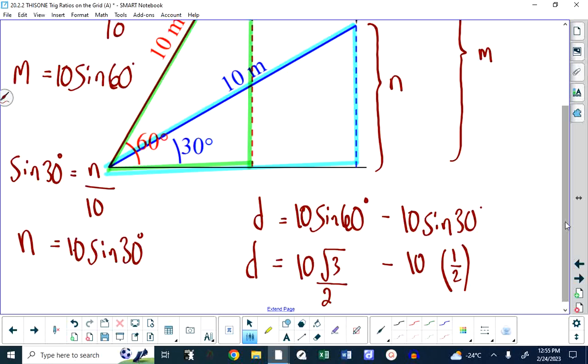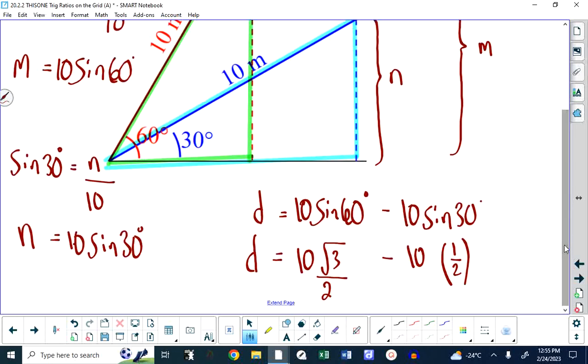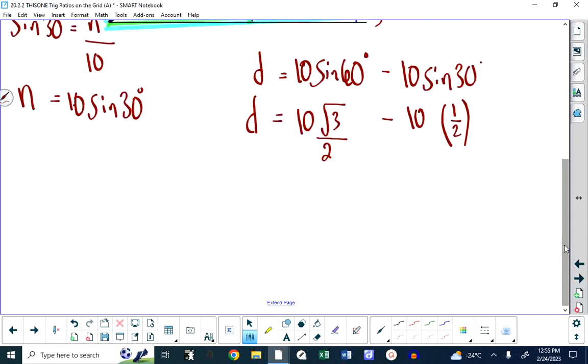Now I can simplify this. What I end up with is the 10 divided by the 2 gives me 5, multiplied by root 3, minus the 10 times 1 over 2 gives me 5. So this is the length of the vertical displacement.